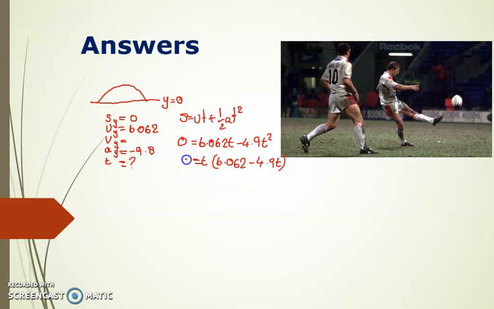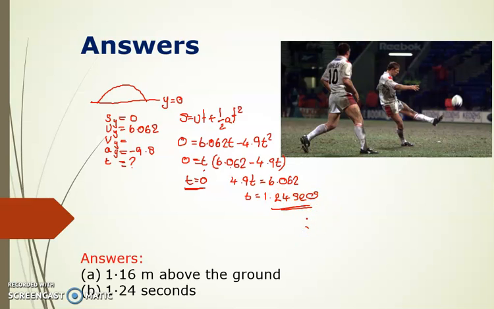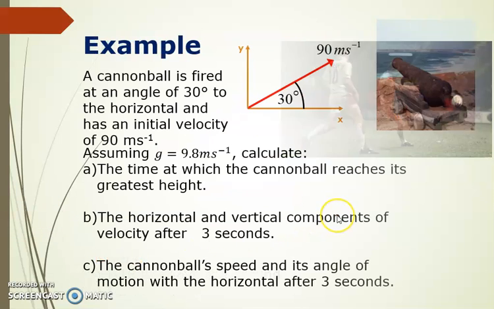So either, this is equal to 0 of course, so either t equals 0 from this bit, or I think 4.9t equals 6.062 if you rearrange that equation. So I think t is that divided by that, and if I quickly type it, I get 1.24 seconds. Let's see if the answers are right. 1.24 seconds, and 1.16 looks right as well.